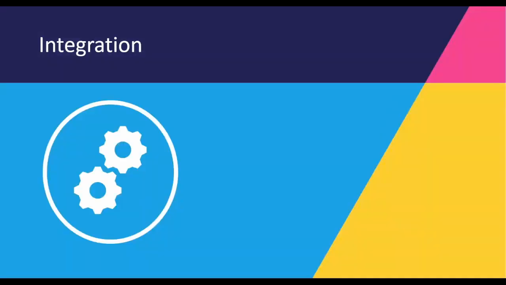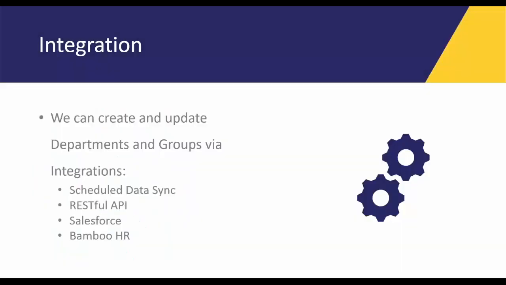Okay, last couple of things we'll just talk about here, a little bit of the integration options. So as we showed, it's fairly easy to create groups automatically and assign people to departments and things, but oftentimes we want to get rid of that admin burden. So we can create and update departments and groups via various integration methods to make things more automated and easier for you, hopefully. Some of those options are scheduled data syncs, so we can import and export things via CSV files, FTP uploads, that type of thing.